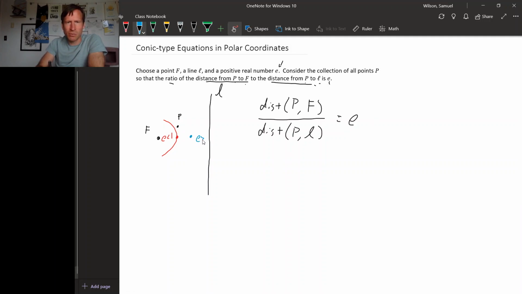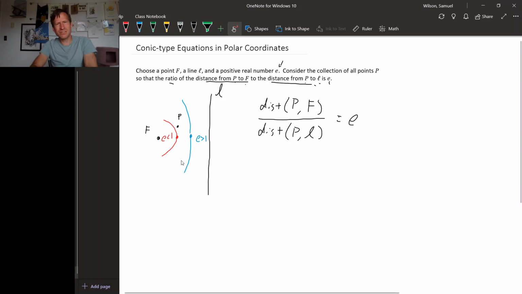On the other hand, if E is bigger than 1, then that means that the numerator in this fraction is bigger than the denominator, and so the point is further from F than it is from L, and so that's going to be something like this blue point. And as we move up and down, we have to stay closer to the line than to the point F, so something like this. That's the general idea of what these curves are going to look like.